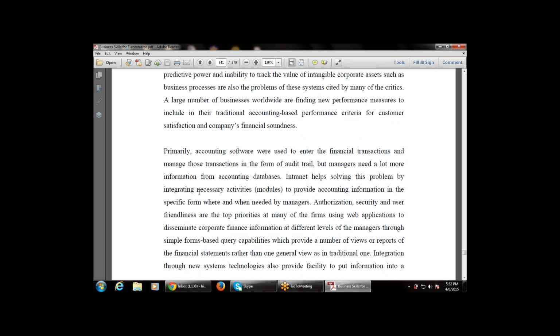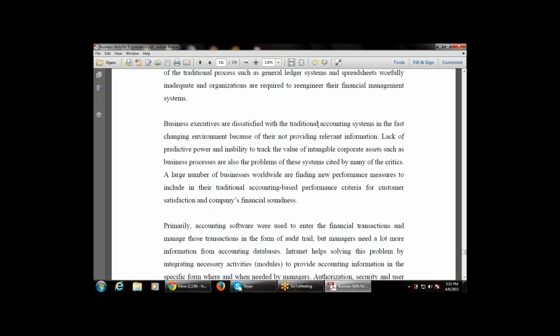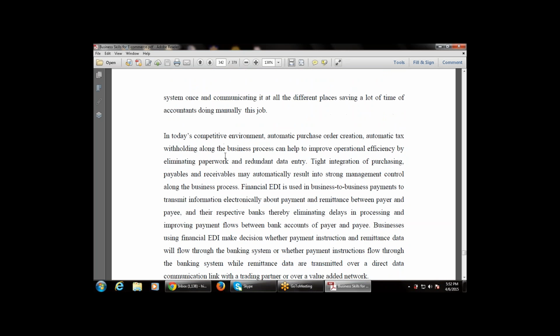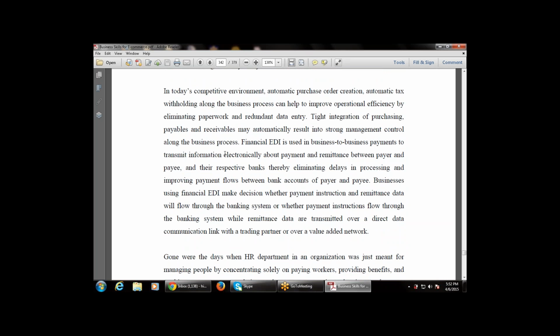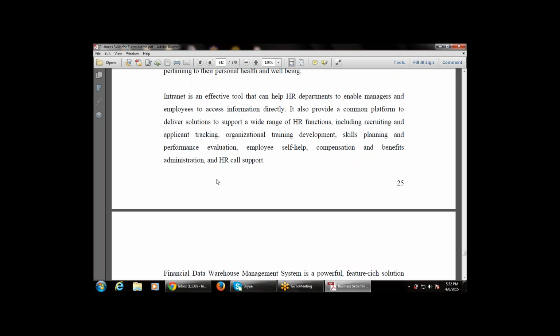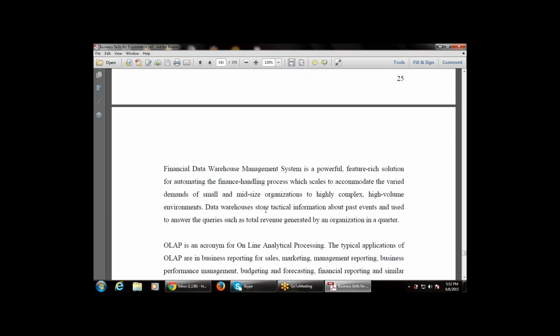The theory is that business executives are dissatisfied with traditional accounting, so there is intranet usage for accounting purposes. In today's environment, there is EDI, the electronic data interchange, which is used for electronic data movement. Intranet is an effective tool that can help the HR department to enable managers and employees to access the information directly with the use of the web.